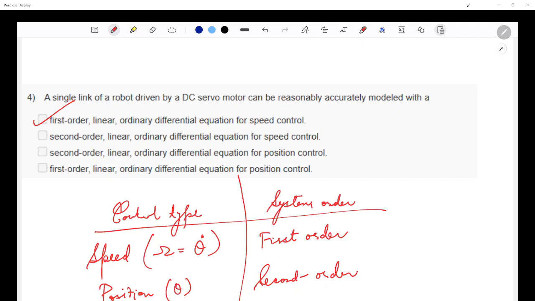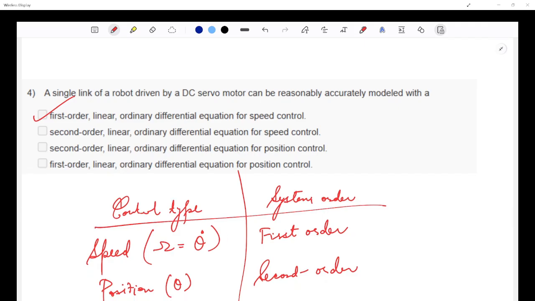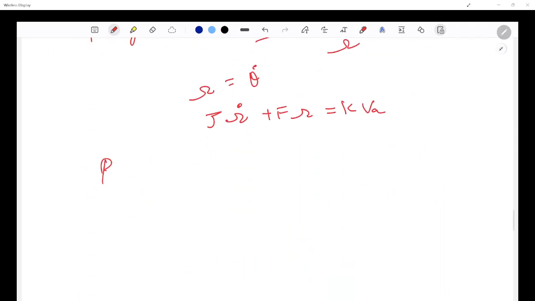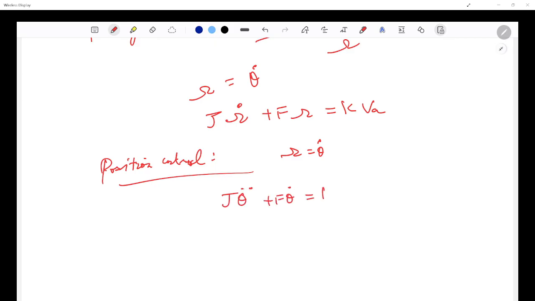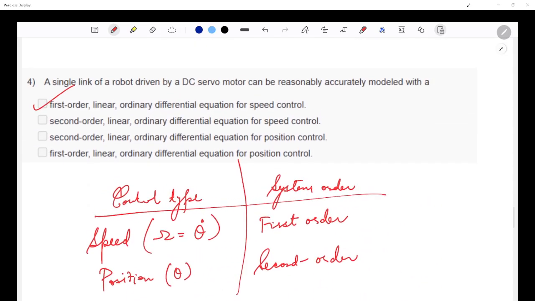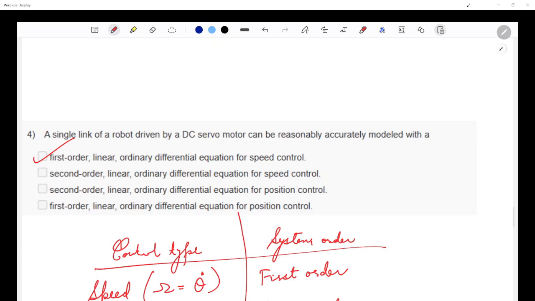All right, now for position control, your omega is equal to theta dot. So you can substitute J theta double dot plus f theta dot is equal to k Va. This is a second order ODE. So position control is a second order system. All right, so these both are incorrect.